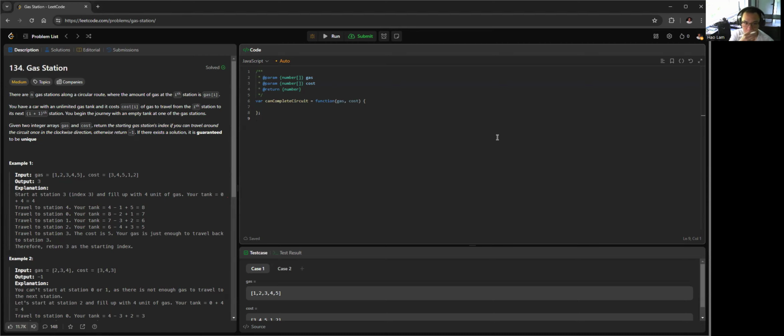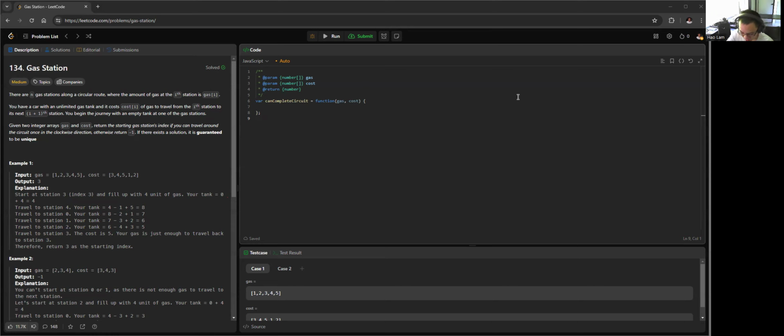So there are n gas stations along a circular route, with the amount of gas at the i-th station being gas[i]. We have a car with an unlimited gas tank, and it costs cost[i] of gas to travel from the i-th station to the next station. You begin a journey with an empty tank at one of the gas stations. Given two integer arrays, gas and cost, return the starting gas station index if you can travel around the circuit once in the clockwise direction. Return -1 if there isn't a solution, and if there exists a solution, it is guaranteed to be unique.